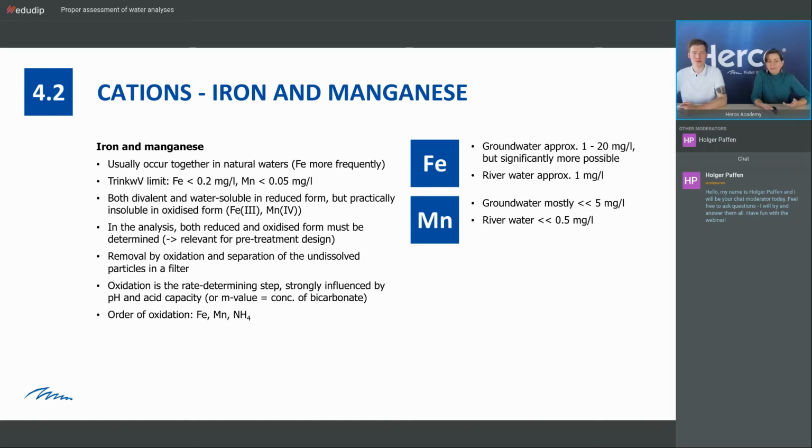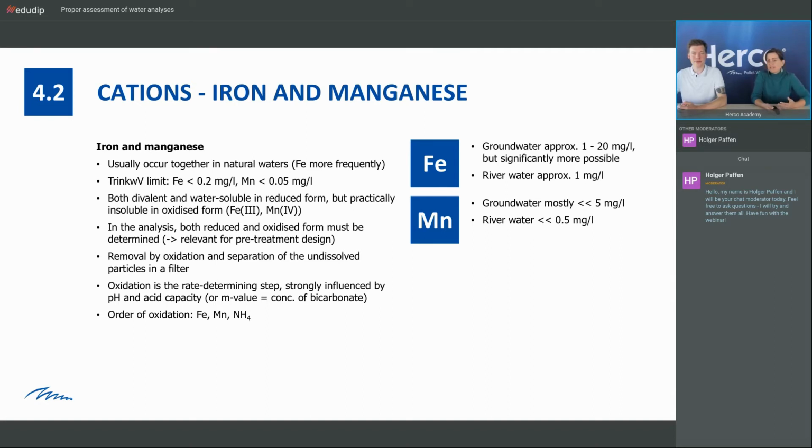It is relevant for the pretreatment because we remove these constituents by oxidation first to get from a water-soluble form to a non-soluble form. And then we separate these particles that form in a filter. Usually oxidation is the rate determining step because it's a lot slower than the filtration. It's strongly influenced by pH and acid capacity, but we'll go into more detail with that topic in the next webinar.